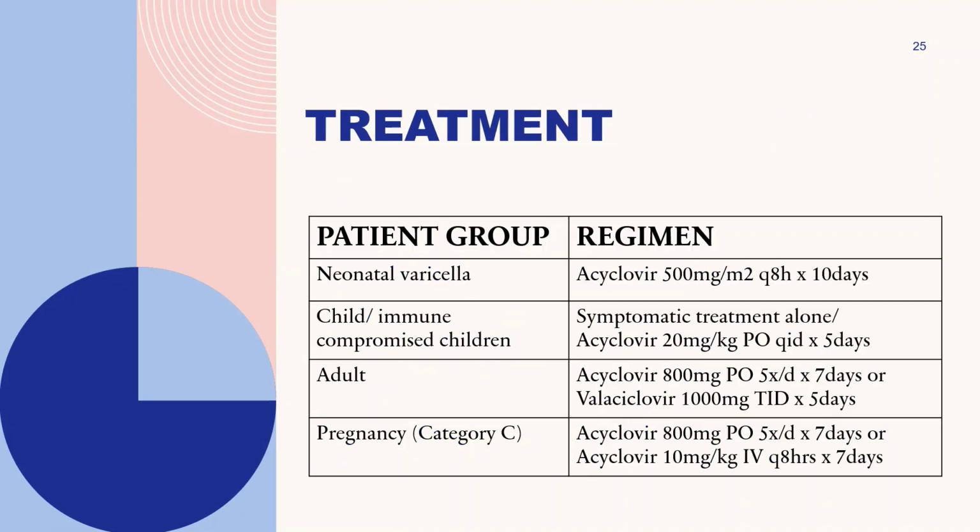In neonatal varicella, we can give acyclovir 500 milligrams per meter squared every 8 hours for 10 days. For immune-compromised children, acyclovir 20 milligrams per kilogram orally 4 times a day for 5 days. In adults, those that we encounter regularly in teleconsultation, we can give acyclovir 800 milligrams orally 5 times a day for 7 days, or valacyclovir 1 gram 3 times a day for 5 days. In pregnancy, the same dose as adults, so we can give acyclovir 800 milligrams orally 5 times a day for 7 days.